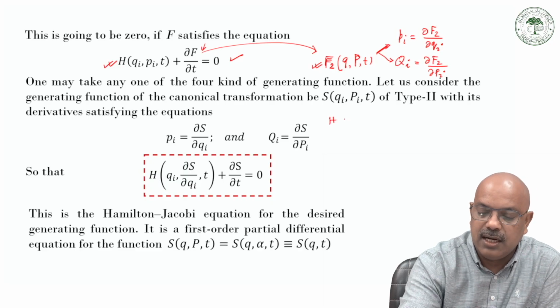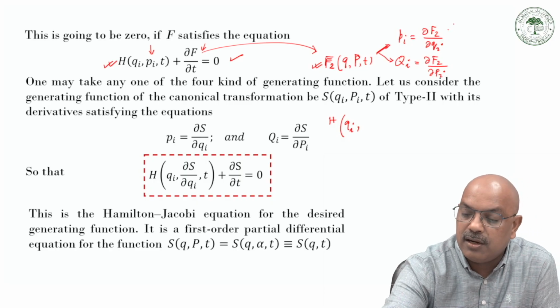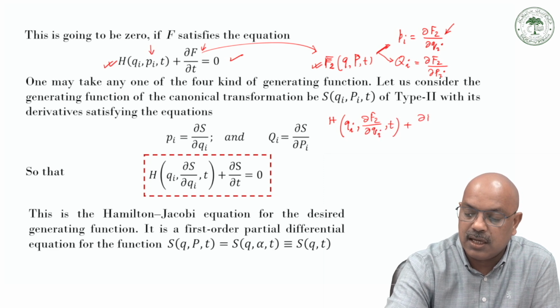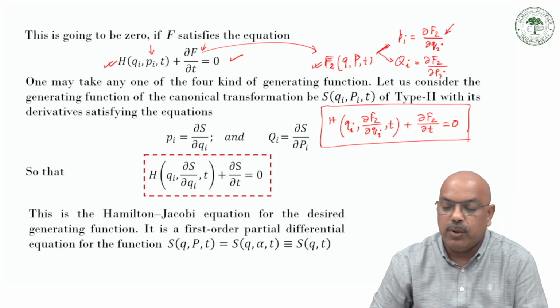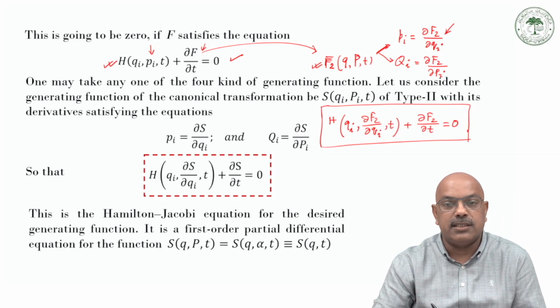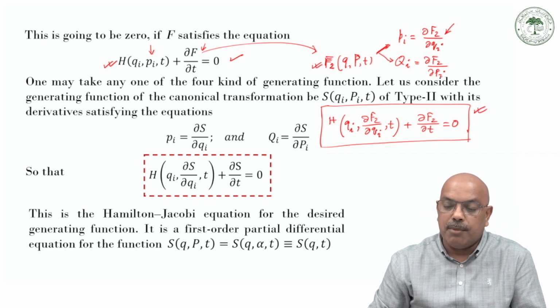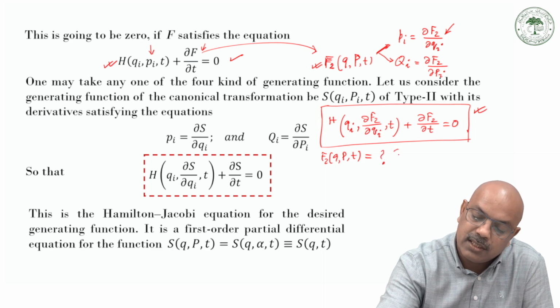For this H, I can write this, which depends upon qi, and then I have pi. So pi here is my ∂F2/∂qi, and this is time t, plus ∂F2/∂t equal to 0. So this is one equation. If I solve this equation, this first order partial differential equation, then what am I going to get? What is my F2? Solving, I'm going to get this.